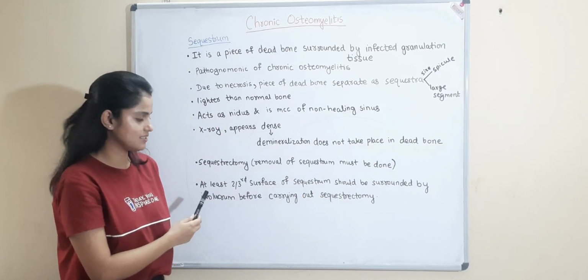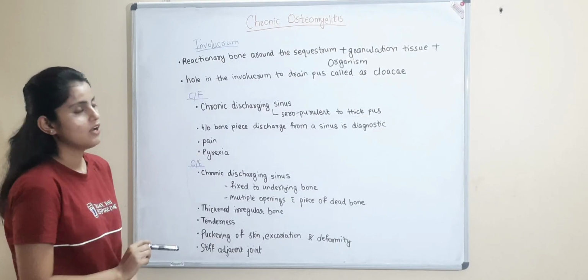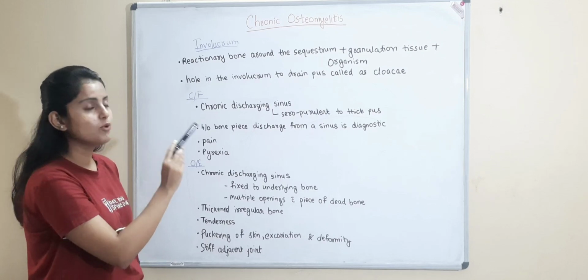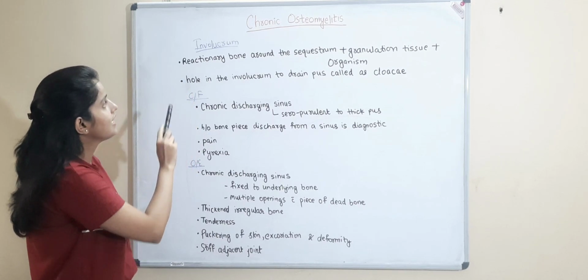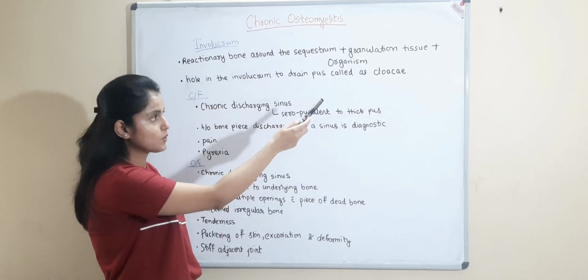Now I will be telling about involucrum. Involucrum. Around the sequestrum, granulation tissue and the organism, reactionary new bone will form, which is called involucrum. This is the live normal bone. In this, there may be the hole to drain pus, which is called cloaca.